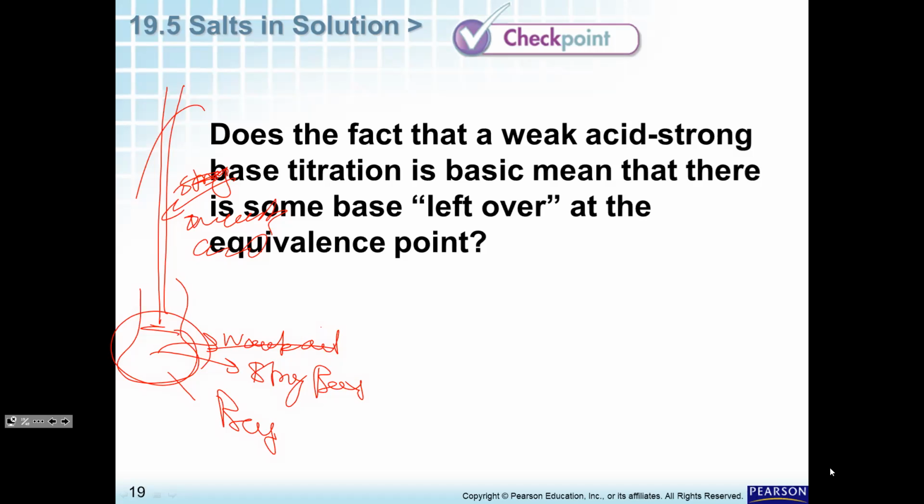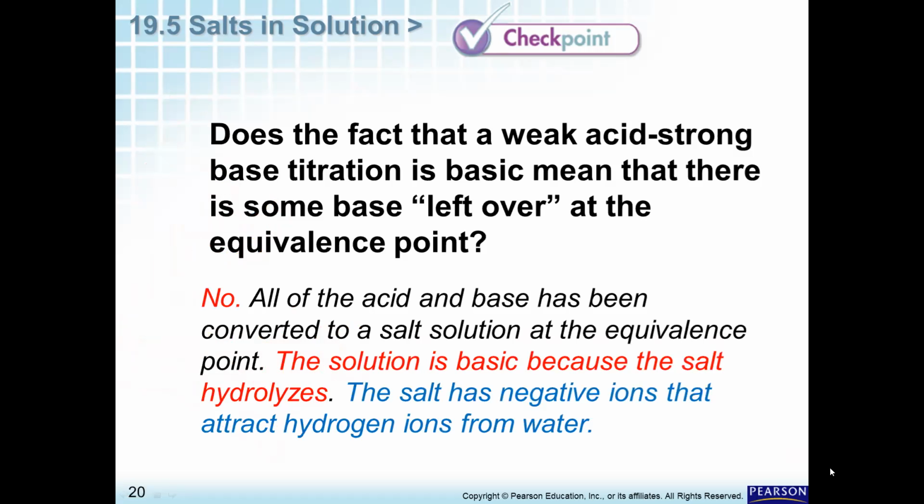Didn't we agree last time that the equivalence point is the point at which the number of moles of hydrogen ion is equal to the moles of hydroxide ion? So is it acidic or basic? It is basic due to the salt hydrolysis, which we are discussing today. So the answer is no, it is not because something is left. All of the acid and base has been converted to a salt solution. But the solution is basic because the salt hydrolyzes.